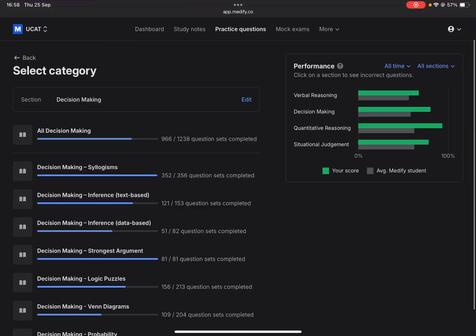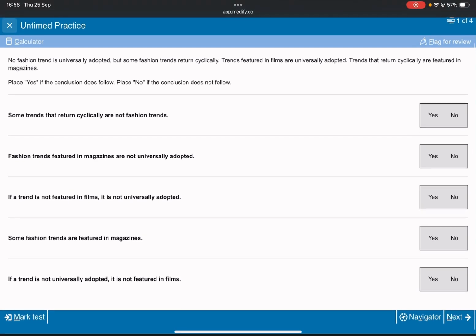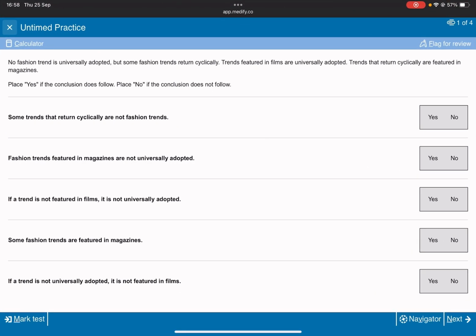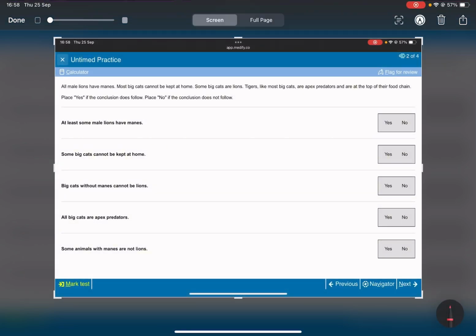So finishing off this set. All right. So this one seems a bit tricky. Let's come back to this actually. Let's have a look at this. So you got lions. You got those that are male. All of them have manes.